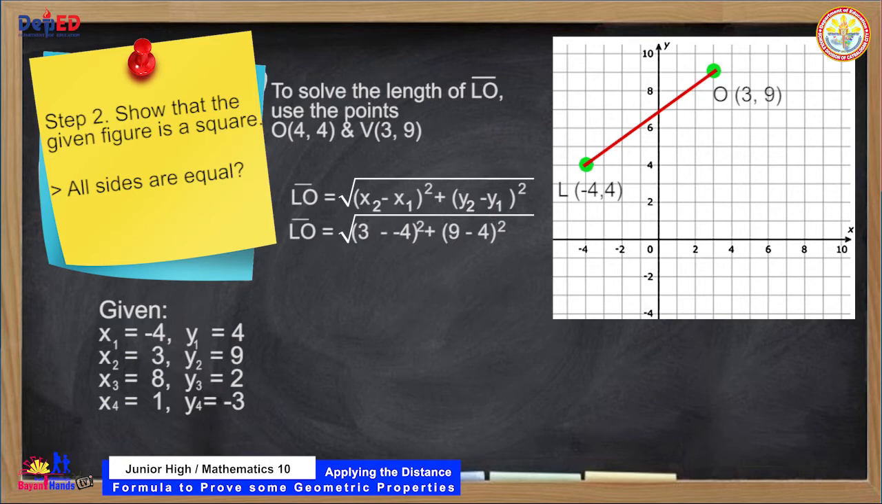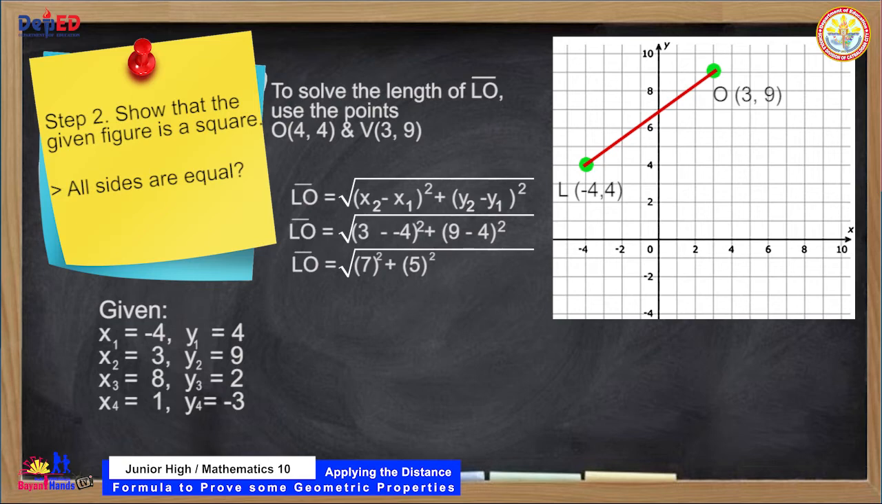By substitution, we have segment LO is equal to the square root of the square of the quantity 3 minus -4 plus the square of the quantity 9 minus 4. Simplifying it further, 3 minus -4 is equal to 7, and 9 minus 4 is equal to 5.